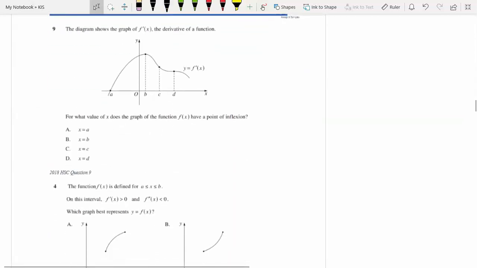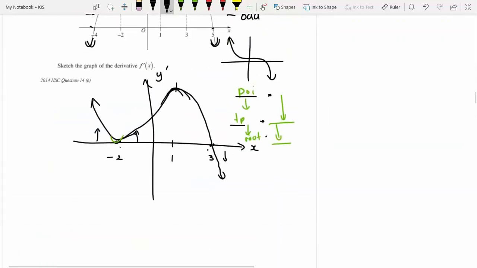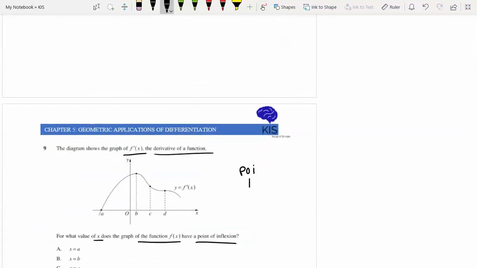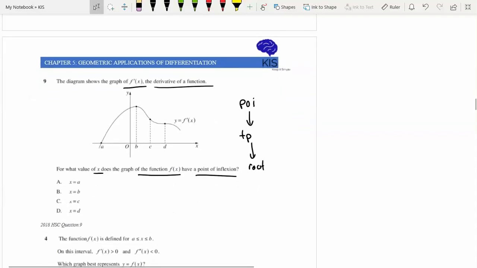Okay, here we have the diagram showing the graph of f dash x, the derivative of a function. So they are now showing the derivative of a function. Okay, for what values of x does the graph of the function f of x have a point of inflection? Okay, let's go back up to the order of things. So I'm going to rewrite it down here. It goes point of inflection, then it goes to a turning point, and then it goes to a root as we derive.